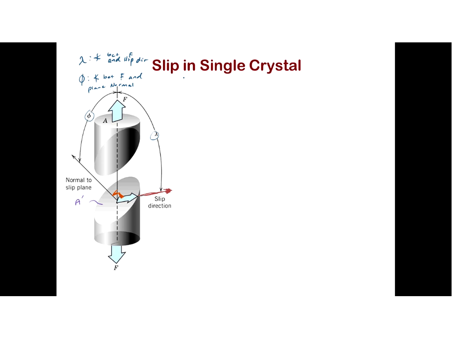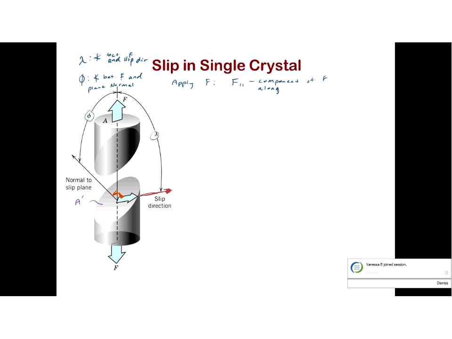So what happens when, let's say we're up here, we apply the force F. That force F is going to break down into components. It's going to resolve to some components. There's going to be a component that is normal to the slip plane, and there's going to be a component that's parallel to the slip plane. And what we're interested in is, let's find out F parallel, which is the component of F that's along the slip plane. Okay, so what is that value?